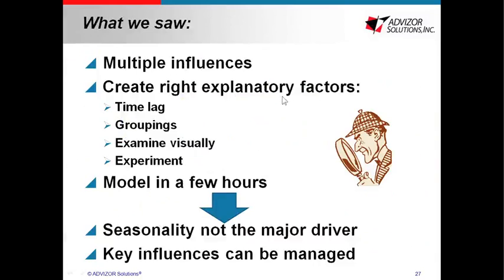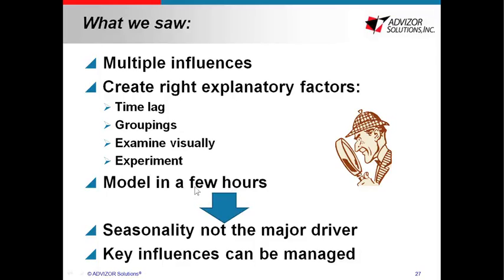And so that's an example where we saw multiple influences. Creating the right explanatory factors is key. Getting the time lag right. Getting them grouped properly. Examining them visually and understanding some of the overlap between the retail chains and the promotional indices. Experimenting. We really like experimenting, and if in doubt, create more factors. The modeling tools will not use them if they don't matter. But just thinking it through is really important. This is a model we did in literally a few hours.